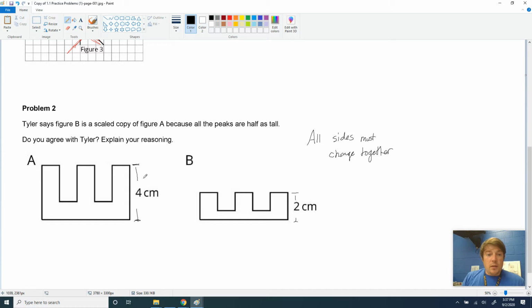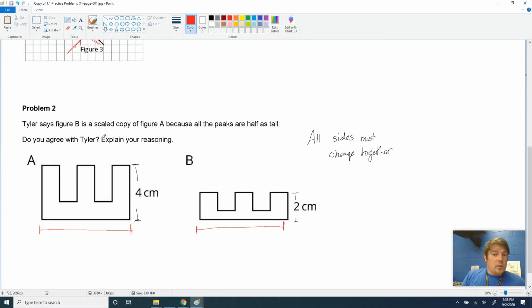They shrunk the lengths of the vertical lines. But if you look really close, this length right here that I'm highlighting in red never changed. It's the same width over here as it is over here. So you can't change the height of a figure and not change its width and expect it to be a scaled copy.